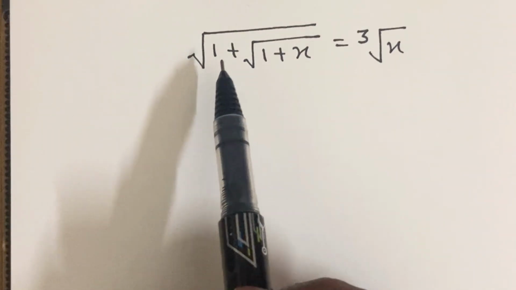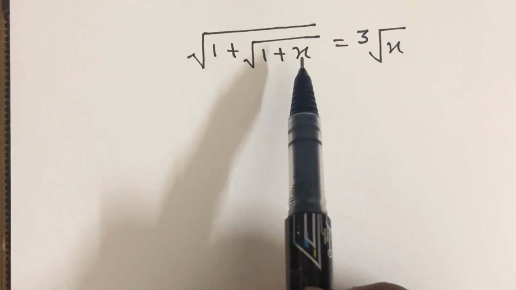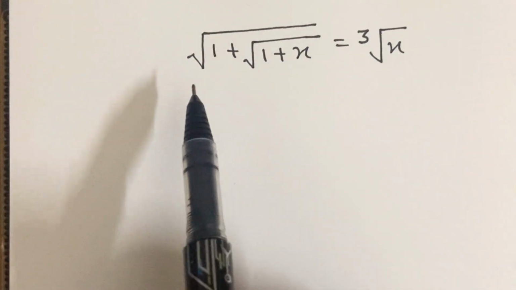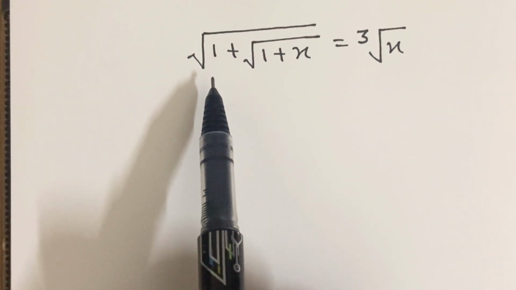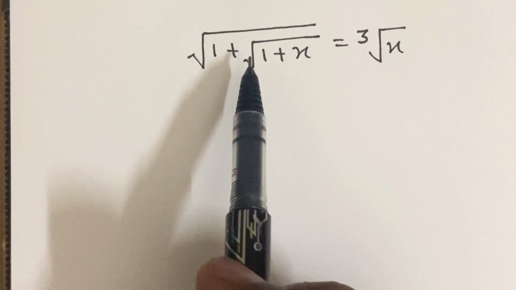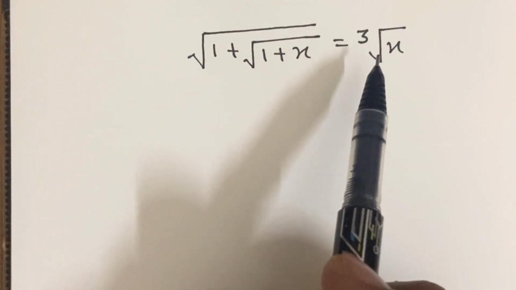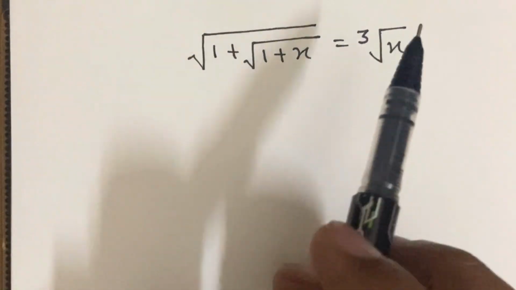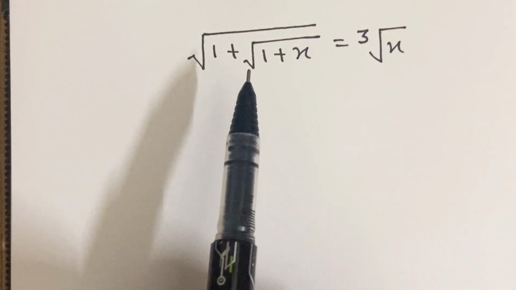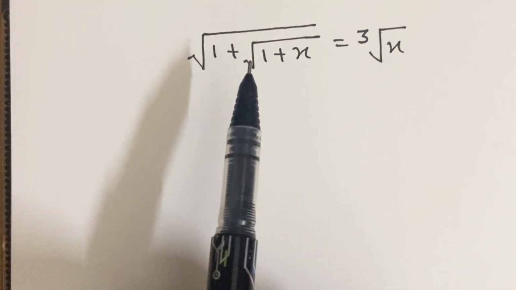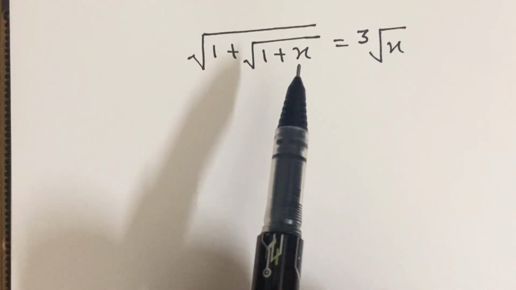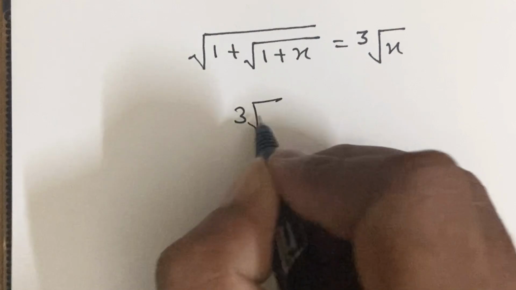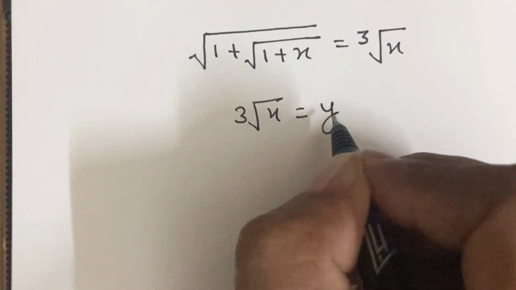Square root of 1 plus square root of 1 plus x equals cube root of x. In this problem, on one side we have a square root of another square root, and on the right side we have cube root of x. So to find the value of x, first of all, we need to balance out these roots and simplify this equation. So let cube root of x equal y.